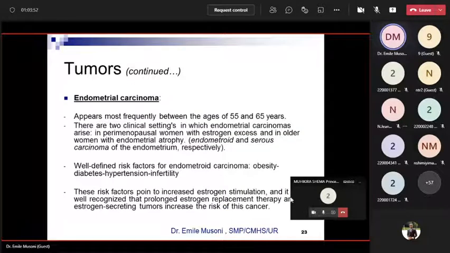Endometrial carcinoma, we have seen, appears most frequently between the ages of 55 and 65. We have seen that if it is endometrial hyperplasia at 55 years, there is a high risk of having endometrial carcinoma. They say the risks are obesity, diabetes, hypertension, and infertility.